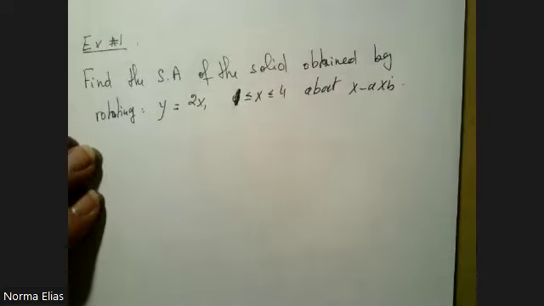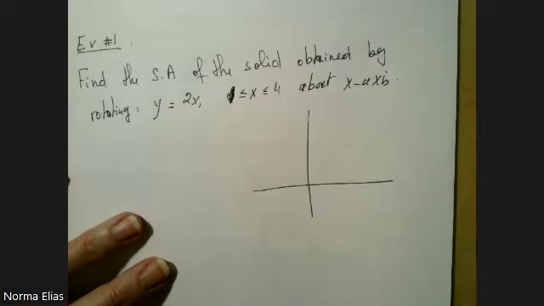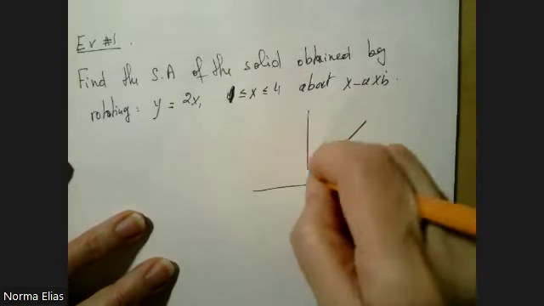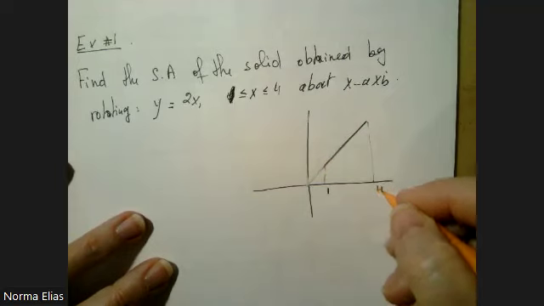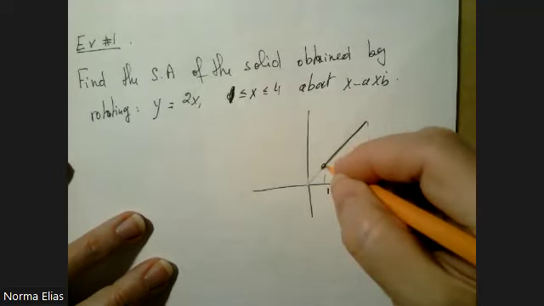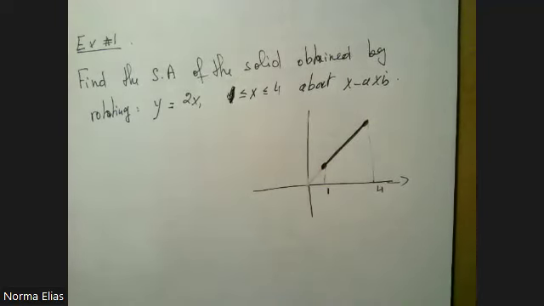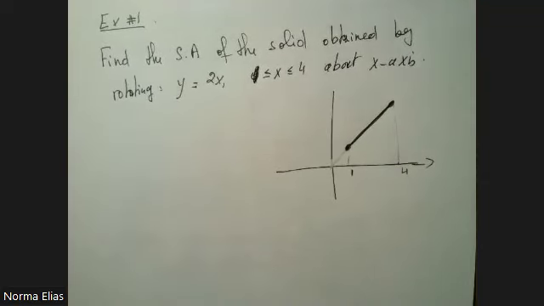Okay, first let us draw to see what we get, and then we will find the formula. Okay, so y equal to x, that's y equal to x between 1 and 4. So I'm not interested in anything outside of 1 and 4. Okay, so that's what I'm gonna rotate, this line right here. If I rotate this line about the x-axis, what do I get? Imagine the picture before I draw it.